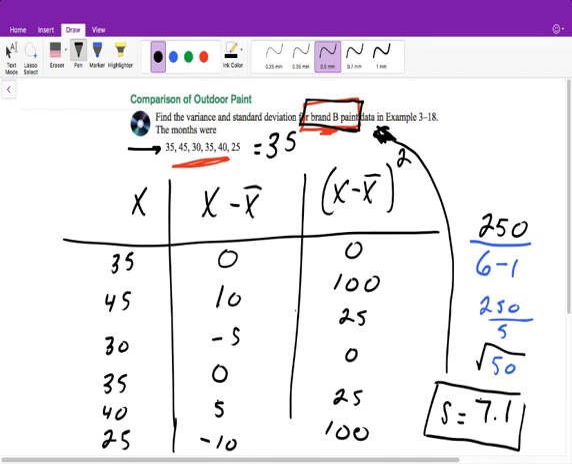That's why I want to point out in this video that there's a slight difference between finding the standard deviation of a sample to apply to the population, and finding the standard deviation for a population.